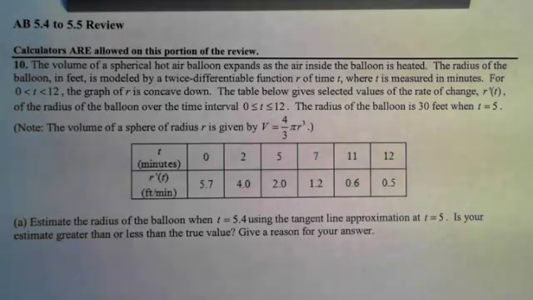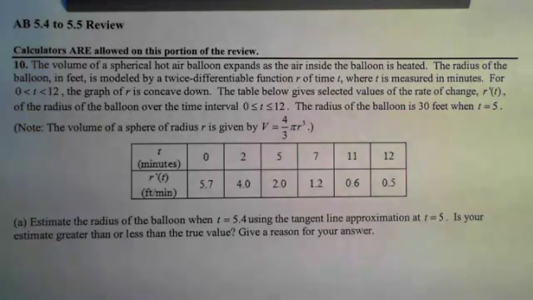This is the 5-4 to 5-5 review, the last free response, number 10, and calculators are allowed. We're given the volume of a spherical hot air balloon and how it's expanding. We're given information about the rate at which that radius is changing. And we're on a closed interval from 0 to 12. In part A, we want to estimate the radius of the balloon when t equals 5.4.